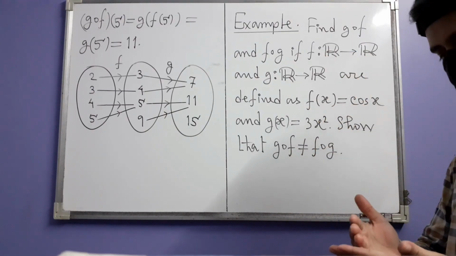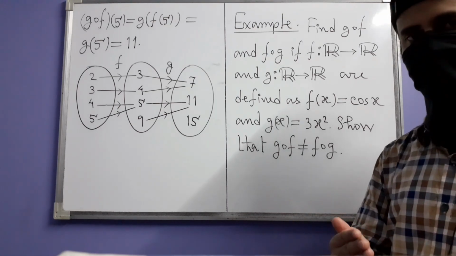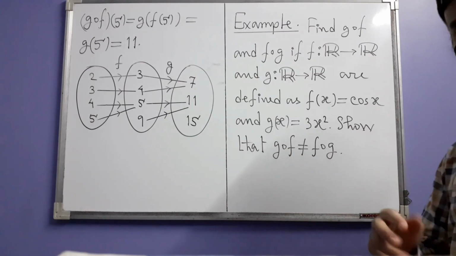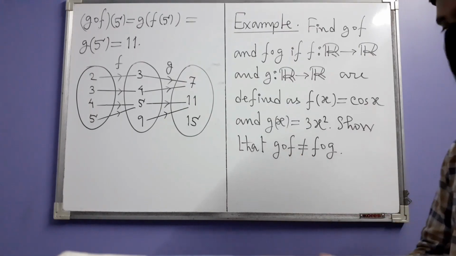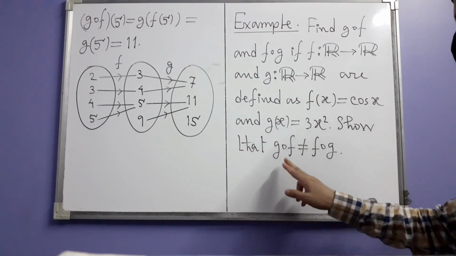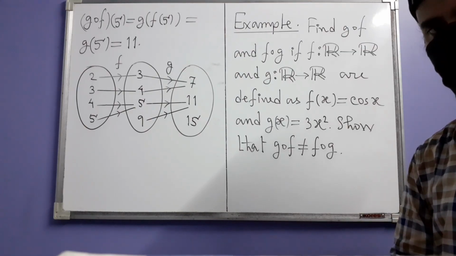So unlike, for example, the product of numbers, say 2 times 3 which is equal to 3 times 2, you can think of composition as a kind of product, an operation. It does not have that property. It's not necessary that g composition f should be equal to f composition g even when both of them are defined.